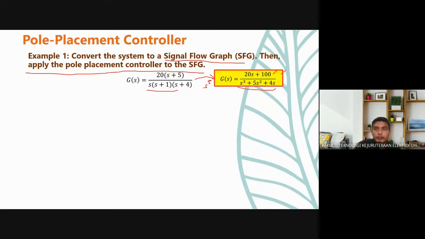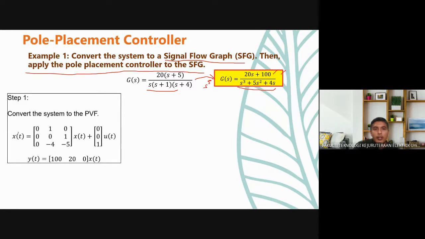After that, you convert the system to the phase variable form. Okay, this is the phase variable form. After you convert this transfer function, hopefully you can refer to the previous lecture on how to convert. And then after that you can draw the signal flow graph.